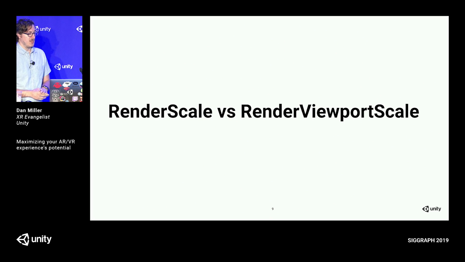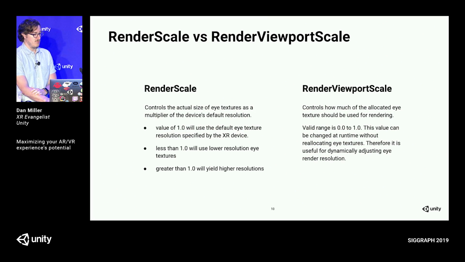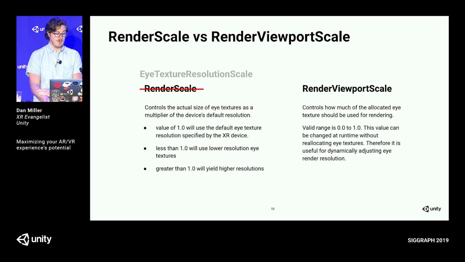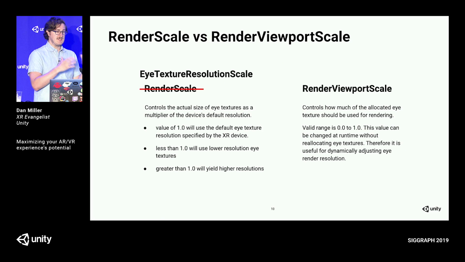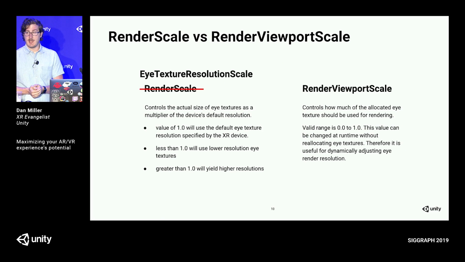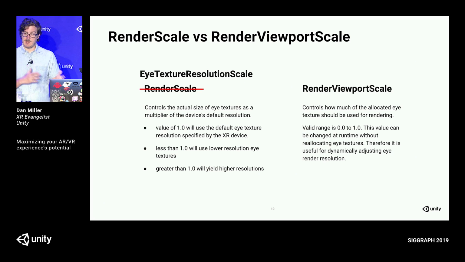And now I want to talk a little bit about RenderScale versus RenderViewportScale. We've had a lot of confusion about when to use these, what they do, and how they work. So I'm just going to briefly describe that. First of all, with the latest iteration of the APIs, we've renamed RenderScale to be Eye Texture Resolution Scale. And really what this does is it controls the actual size of the texture that's being rendered to each eye.